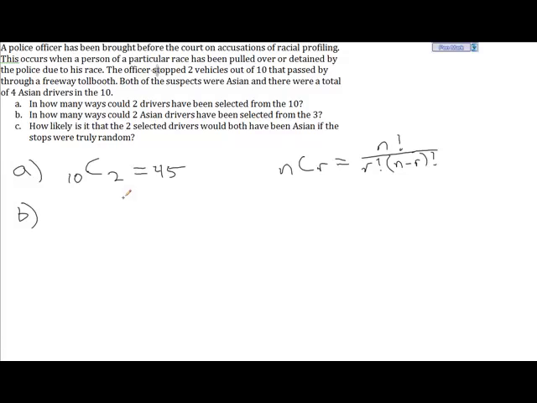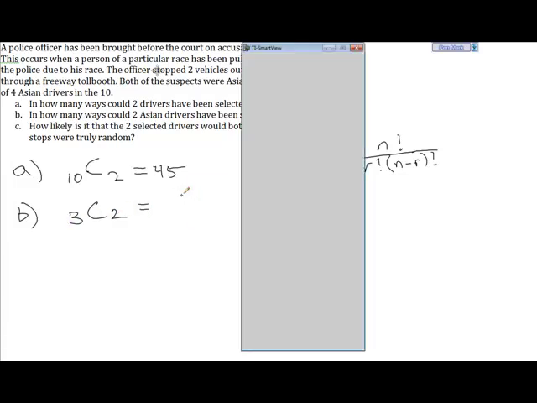So in part B, we want to know in how many ways 2 agent drivers could have been selected from the 3. Well, again, it doesn't matter in what order these 2 particular agent drivers were selected out of the 3, it just matters that they were selected. And so a combination will also handle that for us.